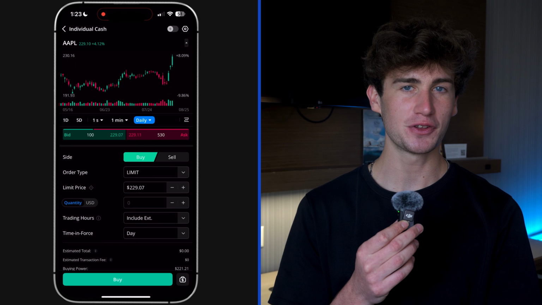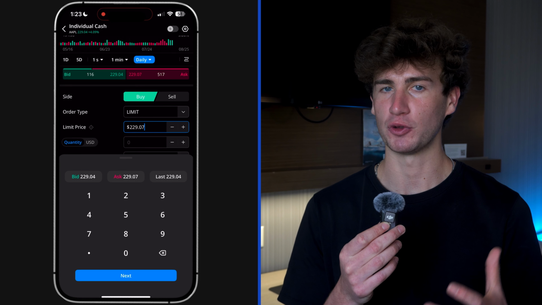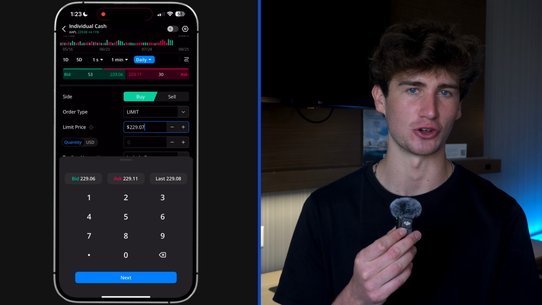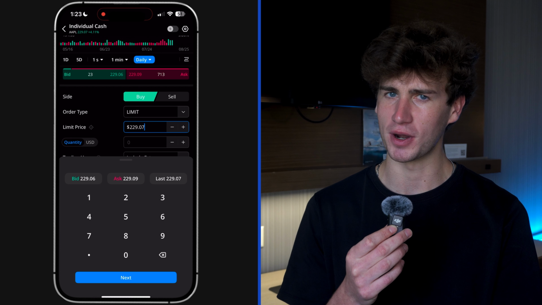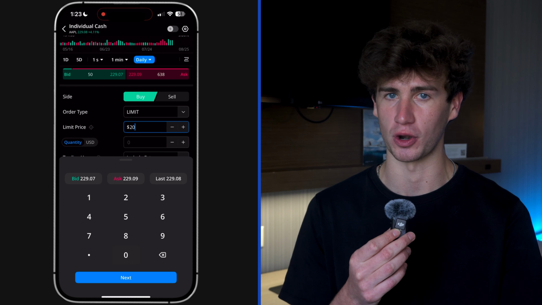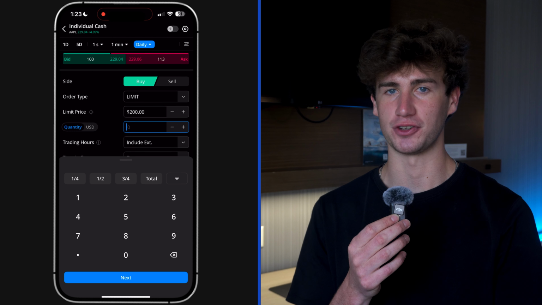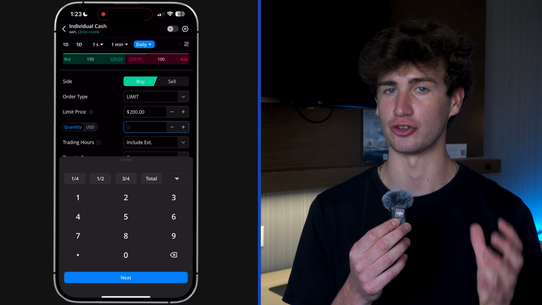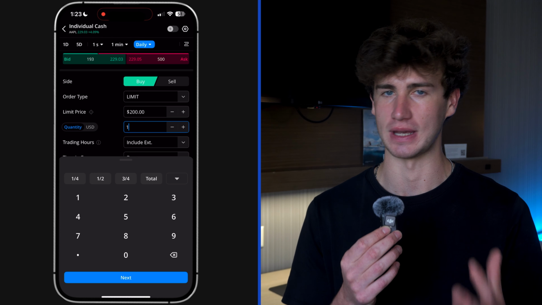Selecting limit, you'll enter the price you want to buy at. Apple's trading at about $229 per share, but let's say you only want to buy if it's at 200 or lower. Enter 200 and then the number of shares you want to buy. Fractional shares are only available with a market order, so keep this in mind.